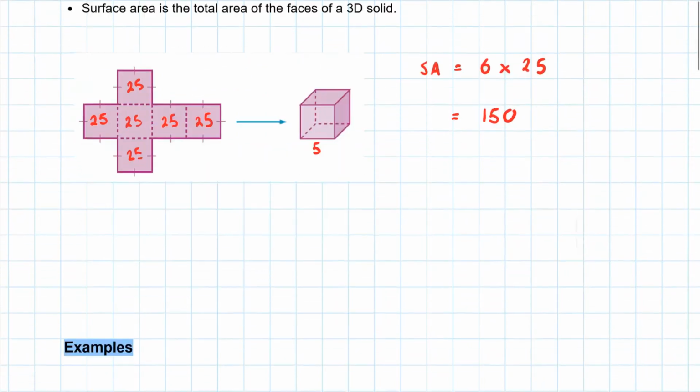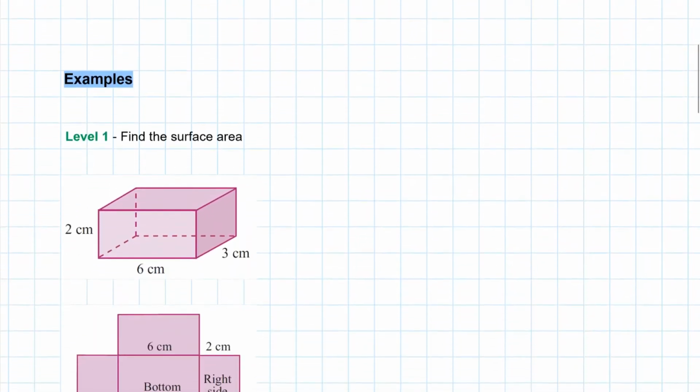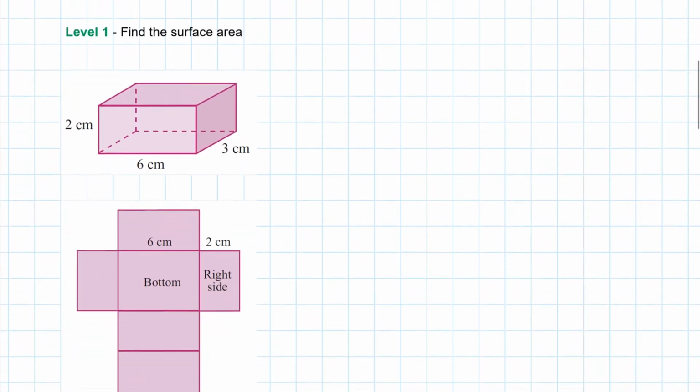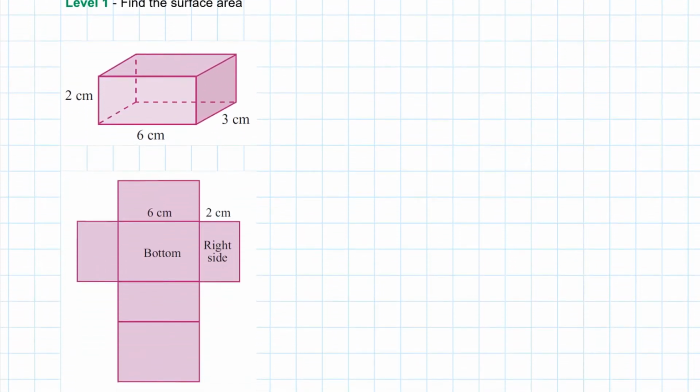Let's have a look at another one. We're going to find the surface area of this rectangular prism right here. We've already got a part of the net done to get us started. So we can see that this rectangular prism has 2 rectangles on the front and back, 2 on the side, and 1 on the top and bottom. It's handy to know that these are always in pairs, so the front rectangular face is the same as the back, the right is the same as the left, and the top is the same as the bottom.